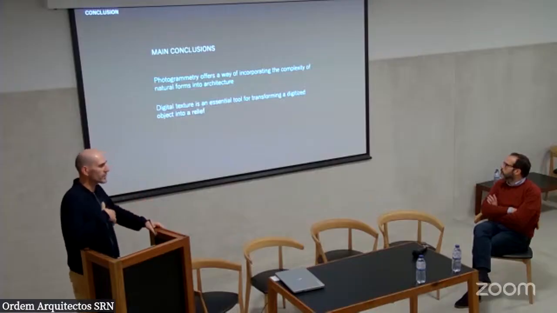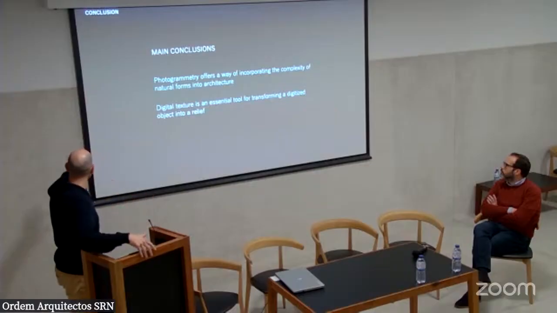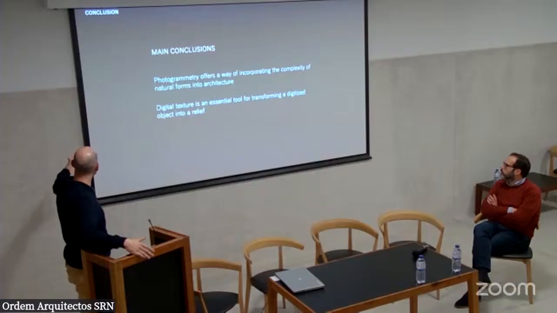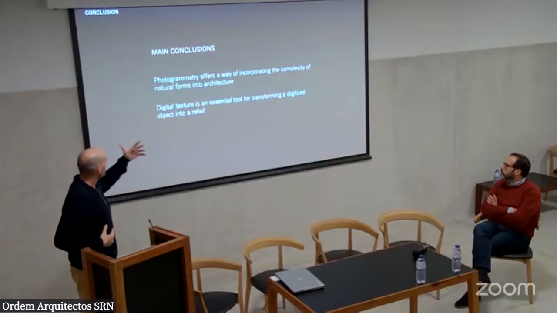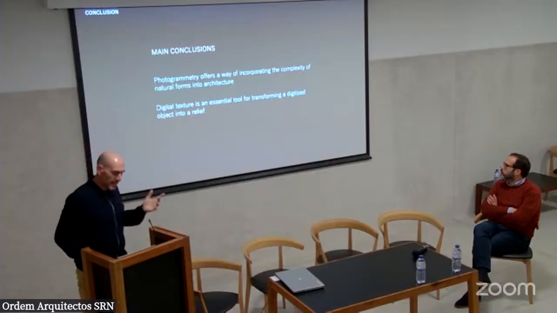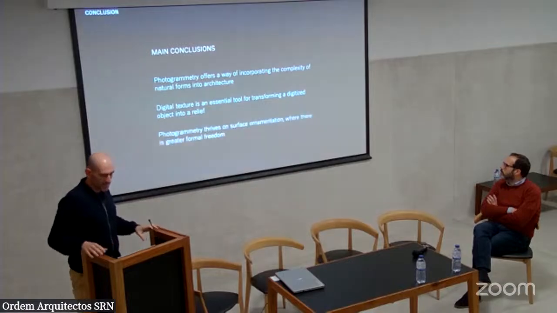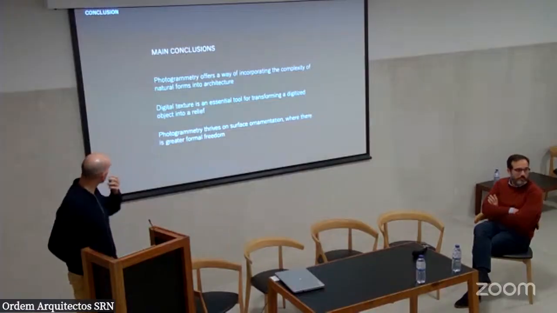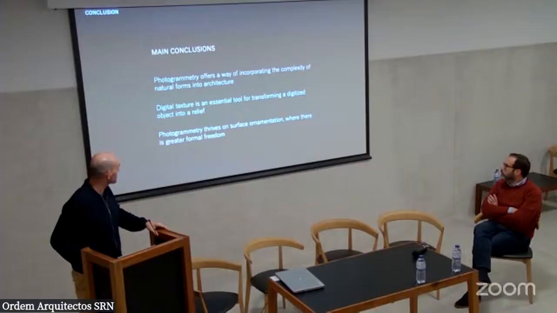For example, when we are designing in BIM, we have a wall, we have a column, just flat surfaces, but then we might want them to come alive. So then the digital textures are a good way to do this. And photogrammetry is very good for this kind of strategy in architecture.